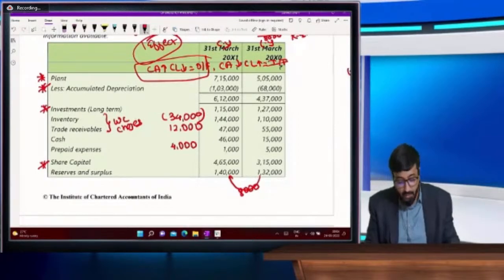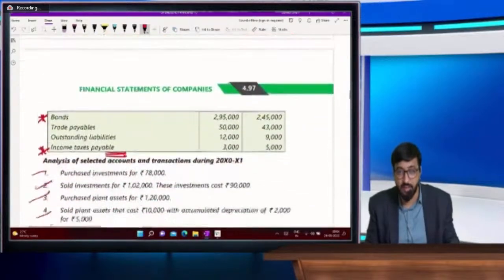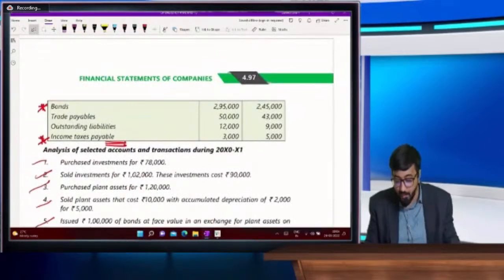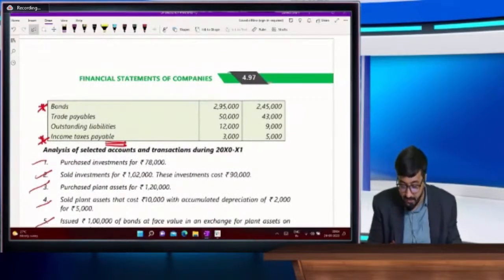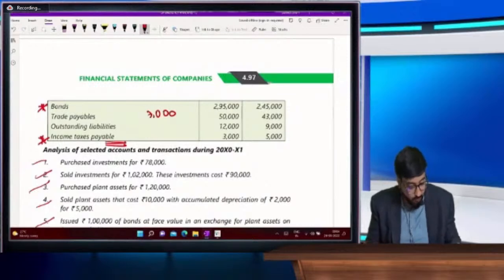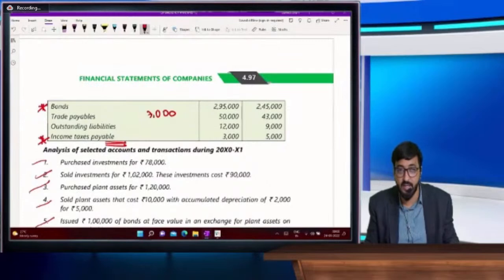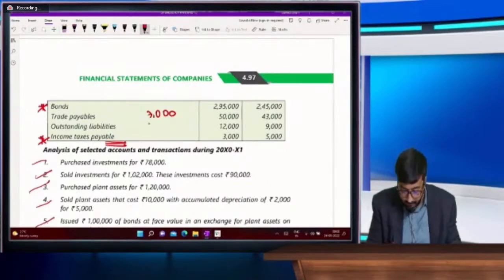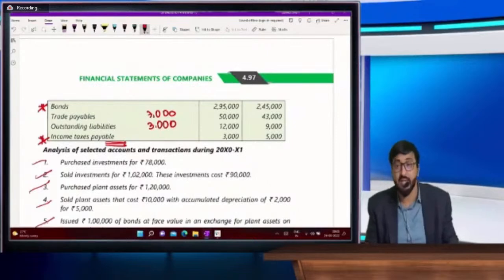Share capital we will open account. Reserves and surplus we will consider 8,000 retained earnings. Bonds we will open account. From 43 to 50, 7,000, current liability increase, inflow. And outstanding expenses, 3,000 increase. 7,000 increase, 3,000 increase. Income tax payable, we will open account.